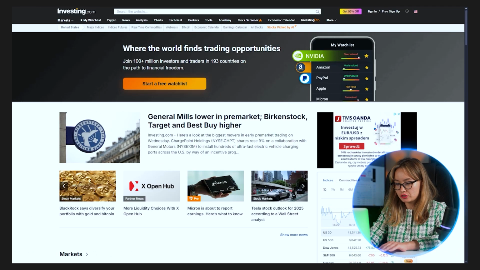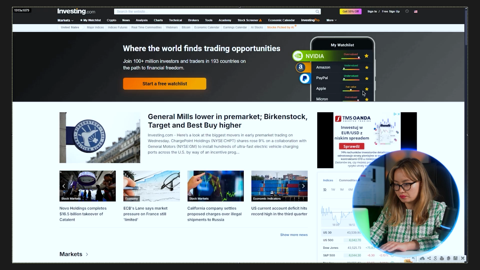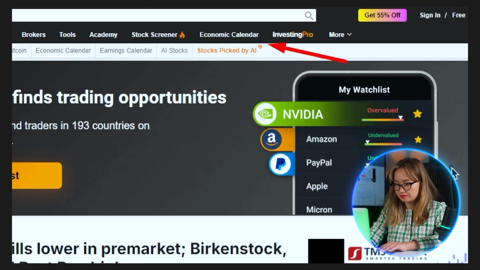Now I will show you the features of a key website for news-based traders, investing.com. It's the best free site for financial news, designed specifically for traders and investors. Here's what their homepage looks like. We don't need this now, we are looking for the economic calendar. It's located here, right here.